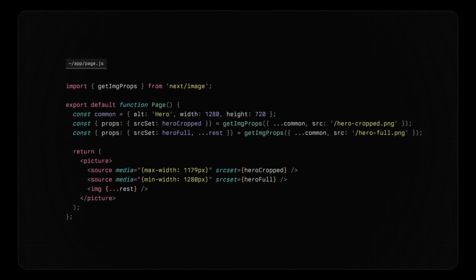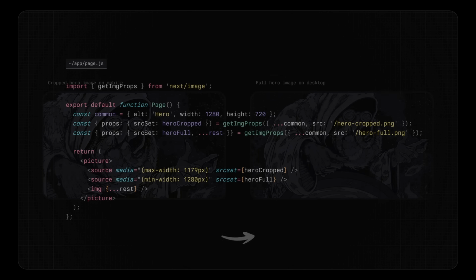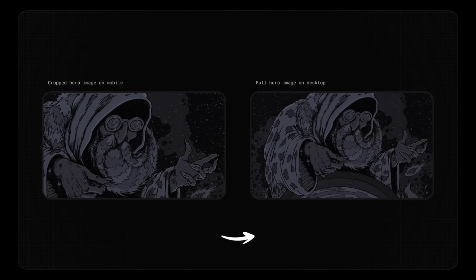And for even more control, you can drop into the underlying getImageProps function to select different source images based on various conditions, such as light or dark mode, screen resolution, and more. This is especially helpful for art directing images where you want a closer shot on mobile, but a wider angle on desktop.